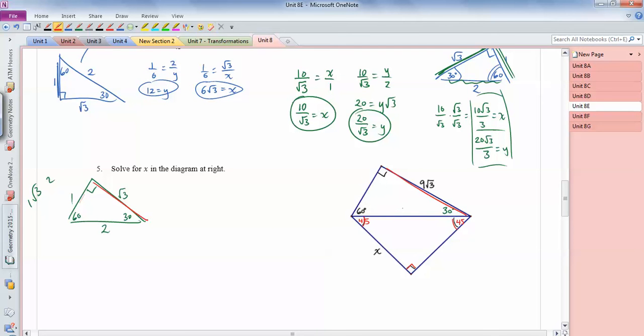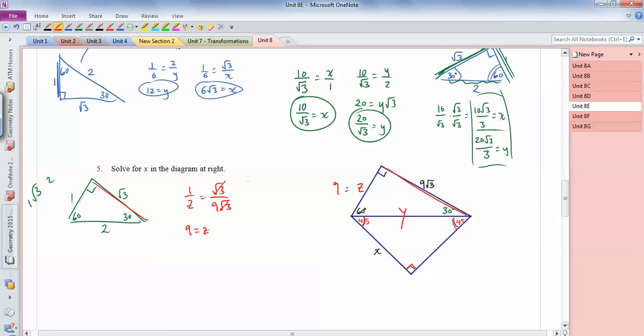So I'll call this y, and this one z. So 1 over z is the same as root 3 over 9 root 3. Well, the root 3's cancel. So I've got 9 equals z times 1. So 9 equals z. So that's how we get the 9 using proportions.